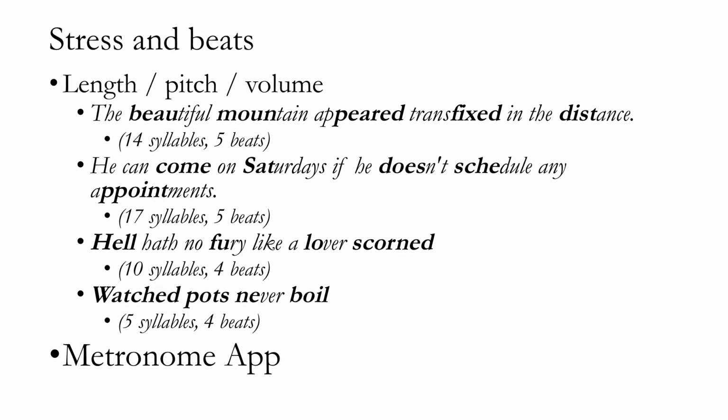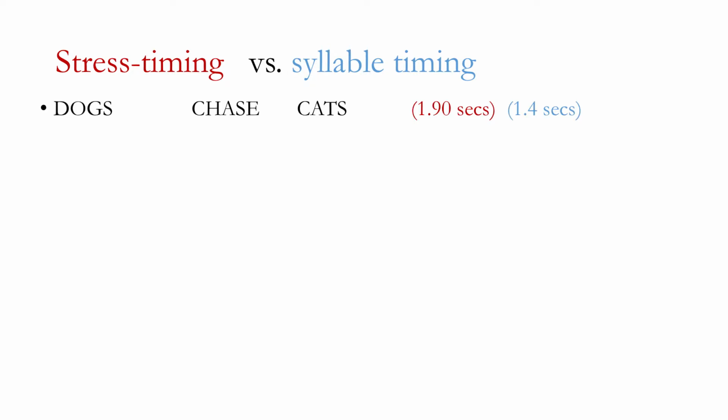Again, so it's the same amount of beats even though the amount of syllables are different. This is what we call a stress-timed language, and English is the quintessential stress-timed language. The timing, how much time it takes to say something, is totally dependent on the amount of stress syllables, not total syllables. So stress timing versus syllable timing.